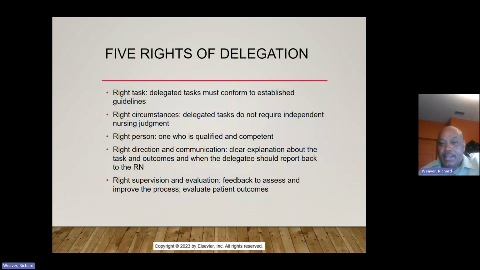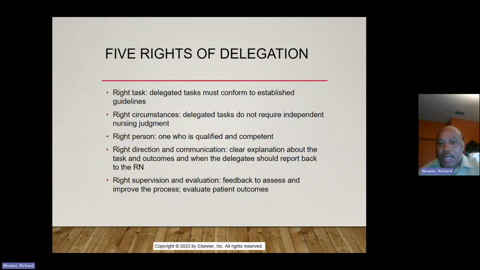The delegatee should also understand that he or she cannot make any modifications in carrying out the task without first consulting with the RN. Even if something appears to be common sense, and the delegatee is tempted to change the delegated task, they should not do so. This should be brought to the RN, allowing the RN to make that judgment call.